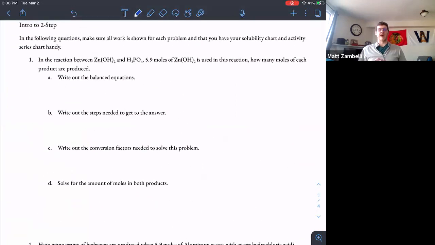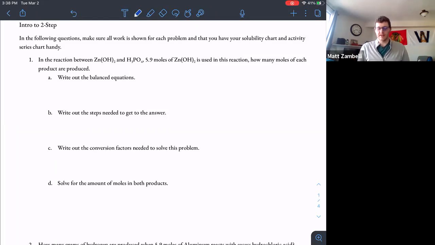Awesome. So let's take a look at, you guys want to do number one? Is that one okay with you guys? Awesome. Got some thumbs up. So we're going to do number one first. So it says in this reaction between zinc hydroxide and phosphoric acid, we have 5.9 moles of zinc hydroxide used in this reaction. How many moles of each product are produced?